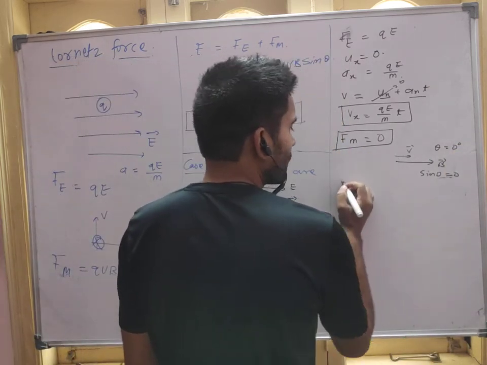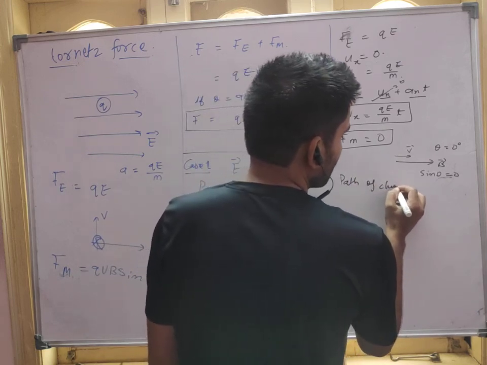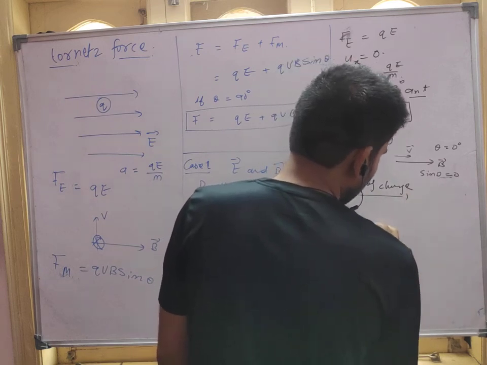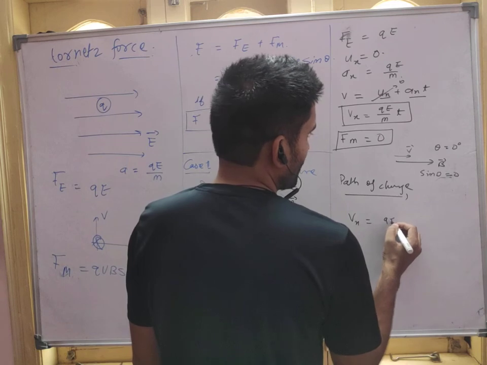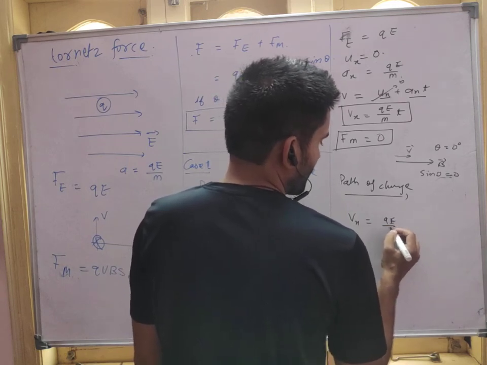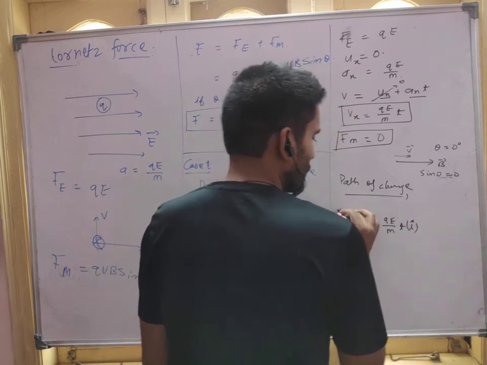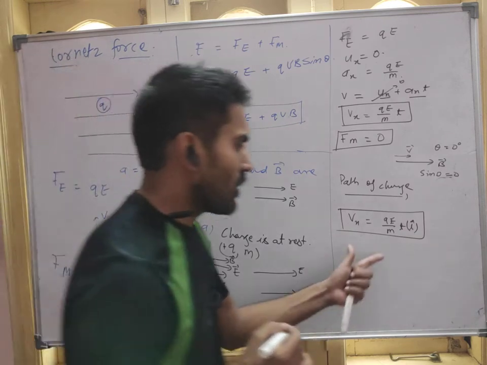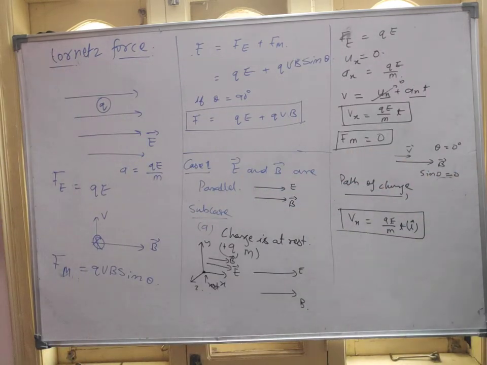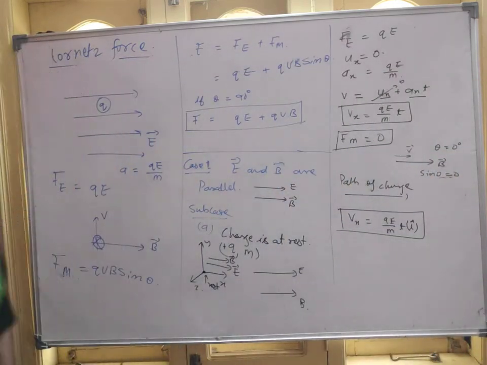So how will the charge move? So the path of the charge. What will be the path of the charge, guys? I think the velocity will be in the x direction, that is QE by m into t I cap. Yes or no? Tell me, guys. Any problem in this? Tell me any problem. Take this down fast.